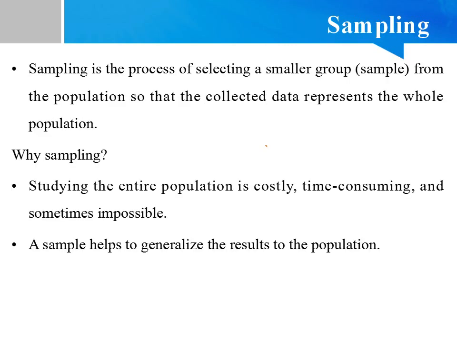Sampling. Sampling is the process of selecting a smaller group, a sample, from the population so that the collected data represents the whole population. Why sampling? Studying the entire population is costly, time-consuming, and sometimes impossible. A sample helps to generalize the results to the population.